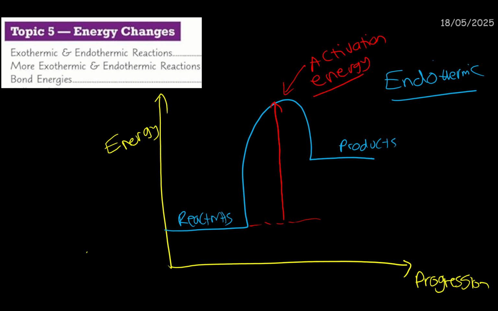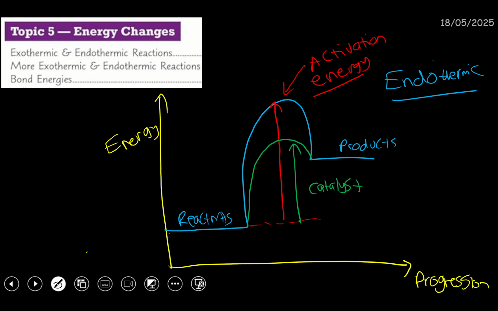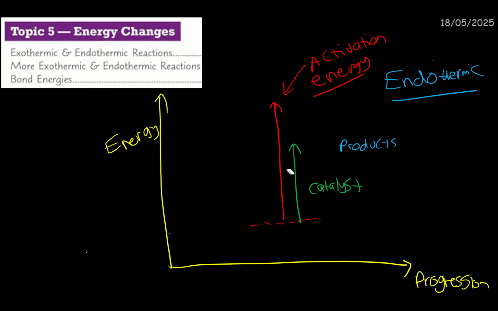For the reaction to happen. Okay, Hassan, what does a catalyst do? Yes, it increases the rate of reaction without being used up. A catalyst lowers the activation energy like this. And here we can label this catalyst. We can do the same for exothermic. Let's just do it quickly, so everyone is absolutely sure.